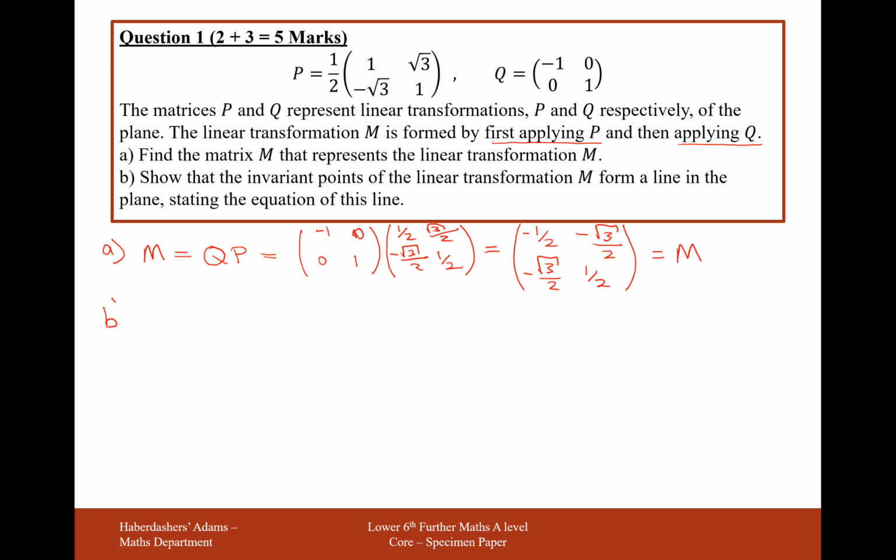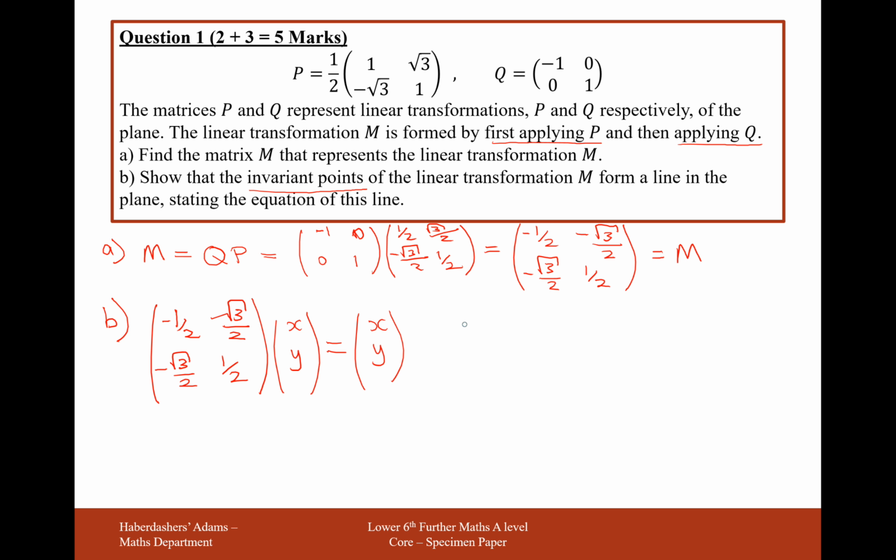Okay, part B, show that the invariant points on the linear transformation form a line, stating the equation of this line. So if you've got an invariant point, when you apply this matrix, that invariant point will not move. So what we can say here is that when we apply the transformation matrix to a coordinate xy, then that coordinate, if it's invariant, is still going to remain at the coordinate xy.